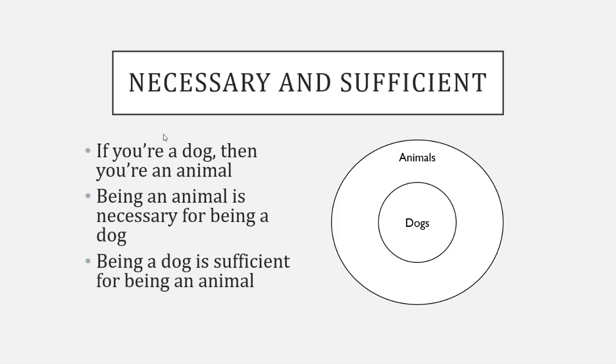Now, it's not necessary to be a dog to be an animal, right? Not all animals are dogs, right? But it is sufficient. So being a dog is sufficient for being an animal. Yeah? So this is necessary and sufficient conditions.